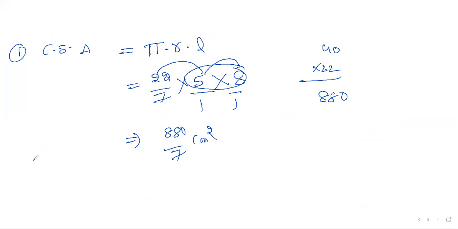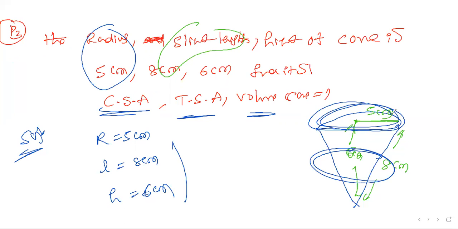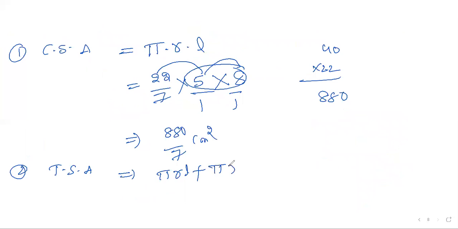Now the second one is TSA. TSA means what? The formula is pi R L plus the curved surface. CSA means this curved part, pi R L. Plus, now we take the top one. You need to close it with a cap, so that is a circle. So pi R L plus pi R square. Pi R L I already calculated, I don't want to do it now: 880 by 7. So pi R square I should do. Pi R square means what? 22 by 7 into R square. What's R? 5 into 5.